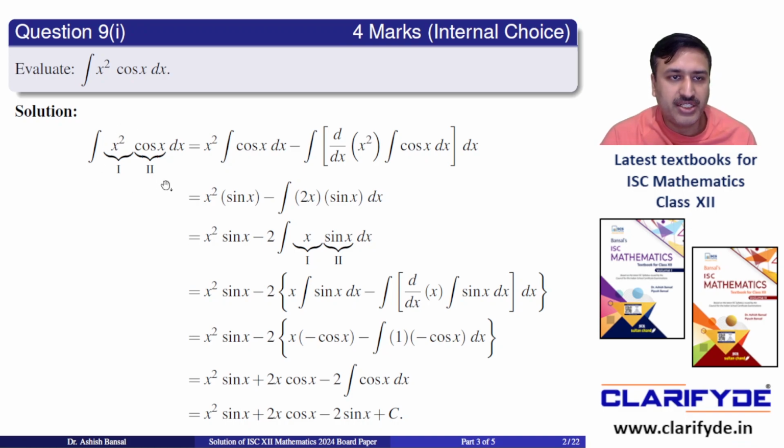We apply the integration by parts method. We take x square as the first function, cos x as the second function. Then we get this step, x square sin x minus twice the integral of x sin x dx. We again apply integration by parts, taking x as the first function, sin x as the second function, and upon simplification we get the required integral.